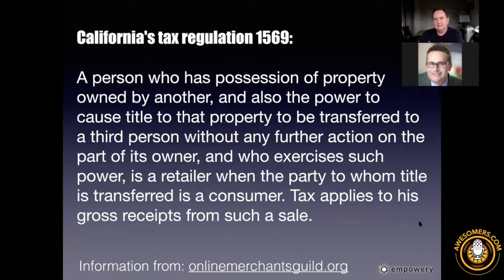And normally I don't read slides, but I'm going to read this one to you. So this is Tax Regulation 1569. A person who has possession of property owned by another and also has the power to cause title to that property to be transferred to a third person without any further action on the part of its owner, and who exercises such power, is a retailer when the party to whom the title is transferred is a consumer. Tax applies to his gross receipts from such sale. This is California's own regulation, basically saying, without a doubt, any sale on the marketplace is Amazon's responsibility, not ours.